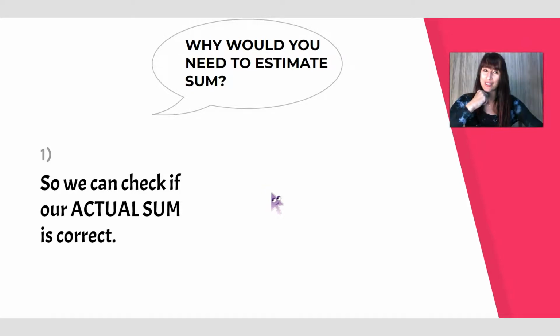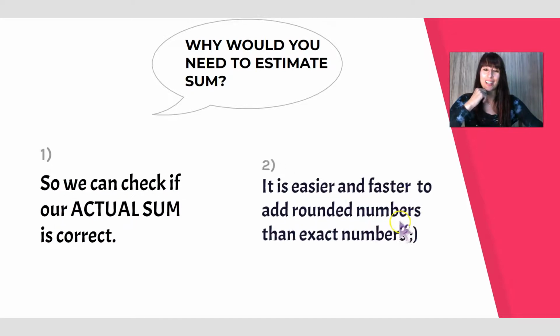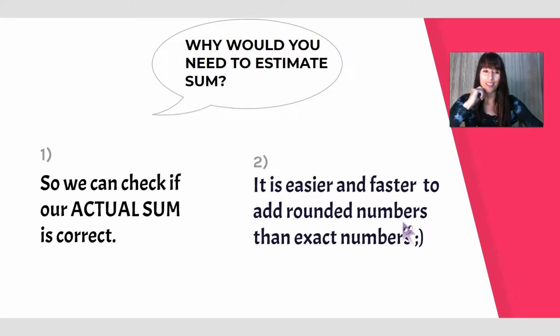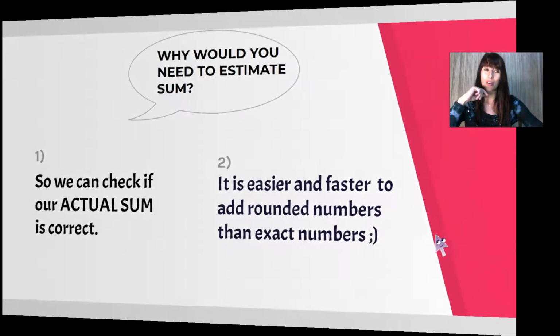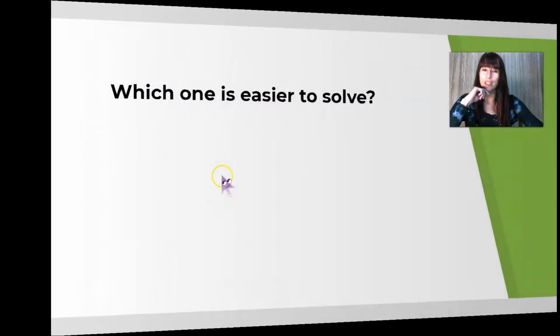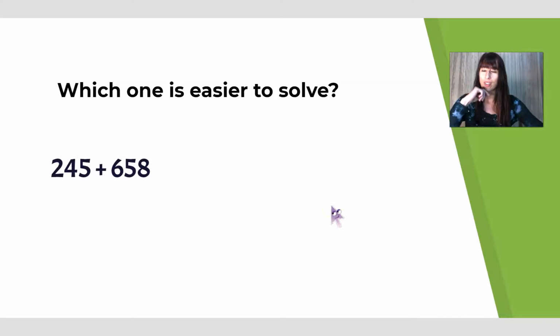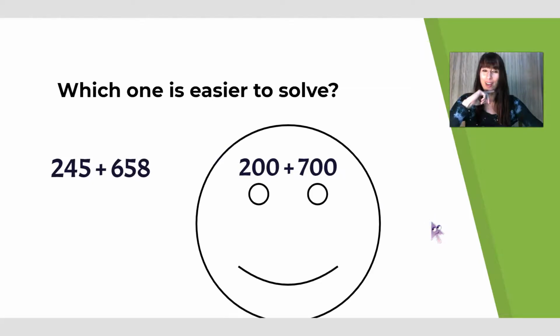And there's one more great reason for this. And that is that it's easier and faster to add rounded numbers than exact numbers. And I know you will agree on that with me. Now look at here. Which one is easier to solve? Is this one easier to solve, 245 plus 658? Or would you rather solve this problem, 200 plus 700? Think about it. Which one looks easier to you to solve? Well, I bet you're saying it's 200 plus 700. And I know you could probably do this in your mind, mentally. This one wouldn't be as easy to solve.